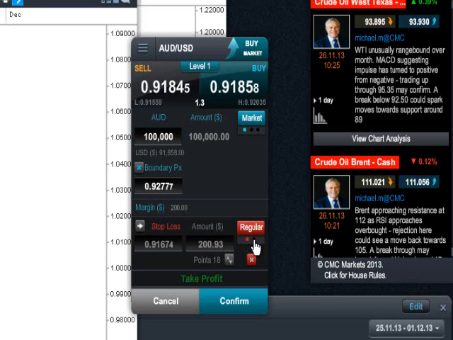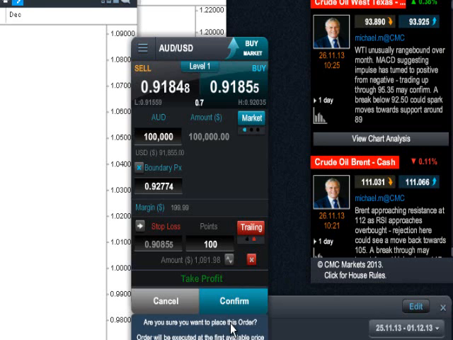So we're going to select trailing here, and then we can select either the number of points we want the stop to trail by, or if we prefer, the amount, $200 and so forth. But in this case, I'm going to select the number of points, and I'm going to say, let's say 100 pips. And I'll enter that, and that tells me that it will result in a loss, if my stop loss is hit, of $1,092.